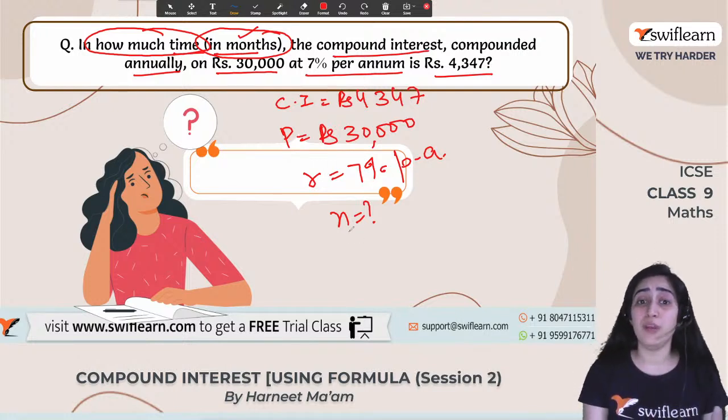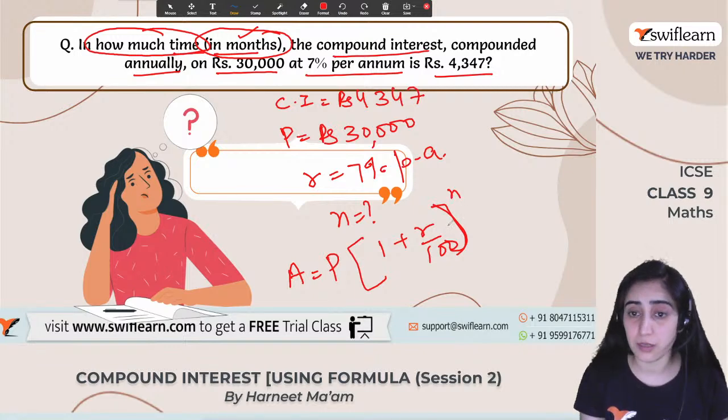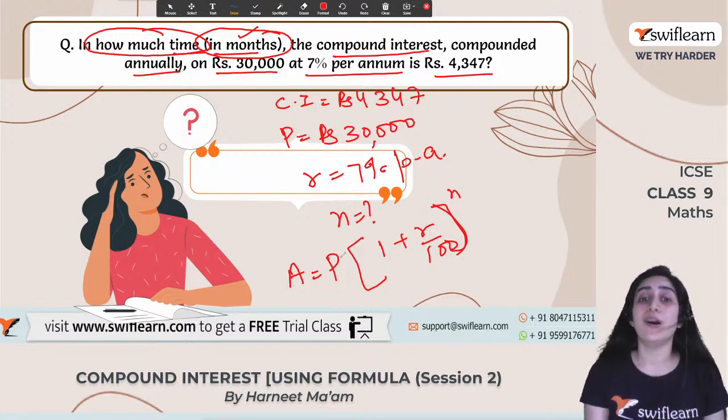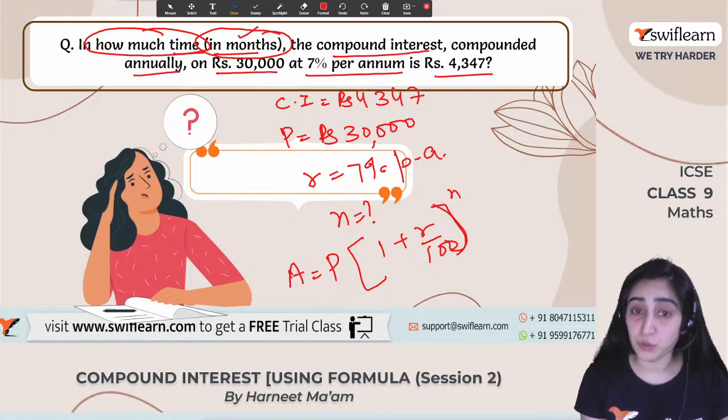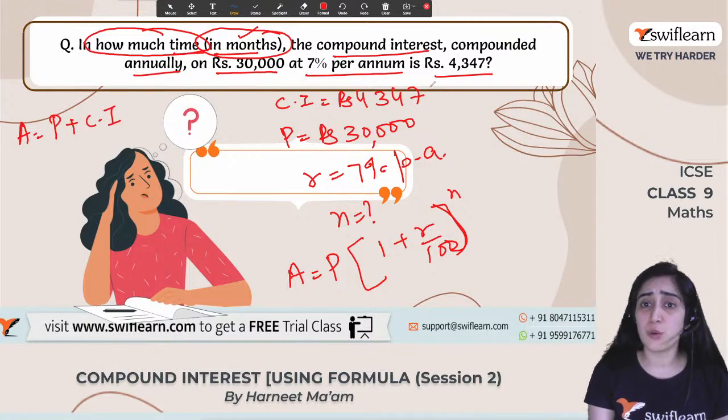Now I know the formula that says amount is equal to P bracket 1 plus R by 100 to the power of n. This is what I know. Right? This is what is given. Yes or no? Yes. Okay. Now to calculate the amount, what do I do? We know amount is equal to principal plus compound interest. Pretty easy. So we will add this.